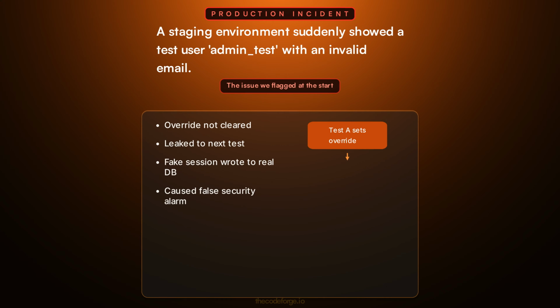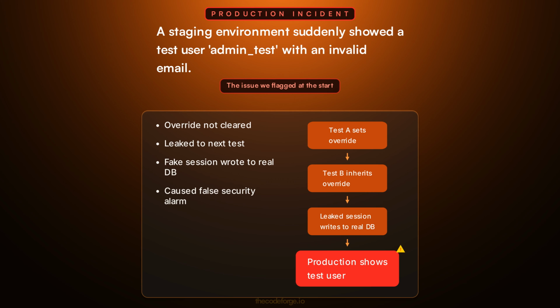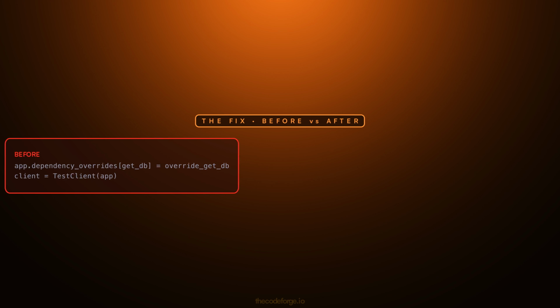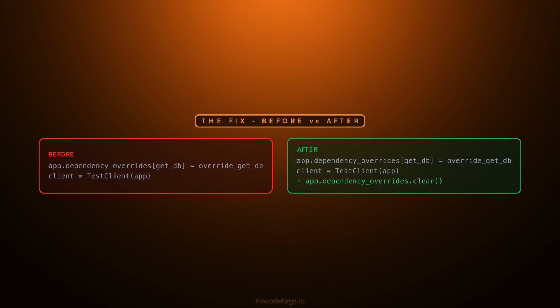This is the same issue we highlighted at the start. Here's exactly why that happened. A dependency override was set in a test file but never cleared. When the next test file imported the same app instance, it inherited the override, causing the production route to return a fake database session. A separate integration test accidentally inserted data into that overridden session, and the connection leaked to the real database. A dependency overrides dict was set in a test file, but never cleared after the test module finished, causing cross-test pollution when the next test file imported the same app instance.